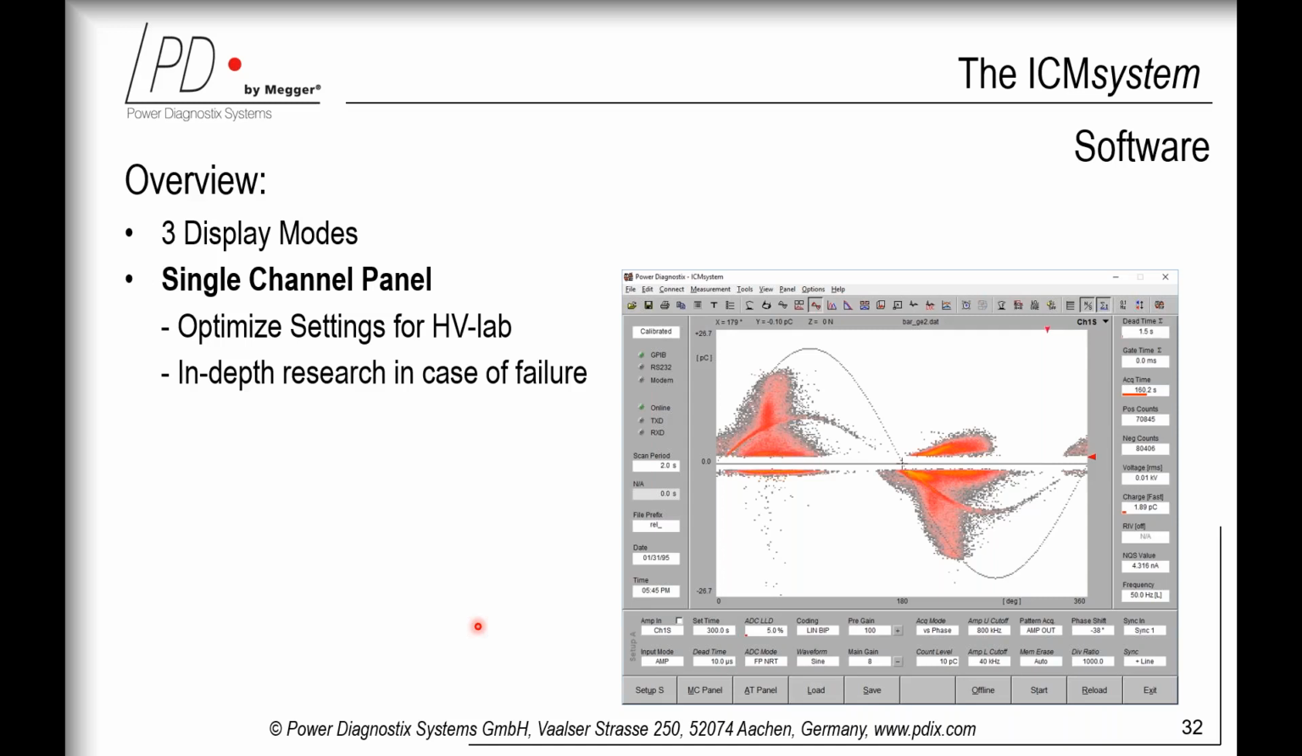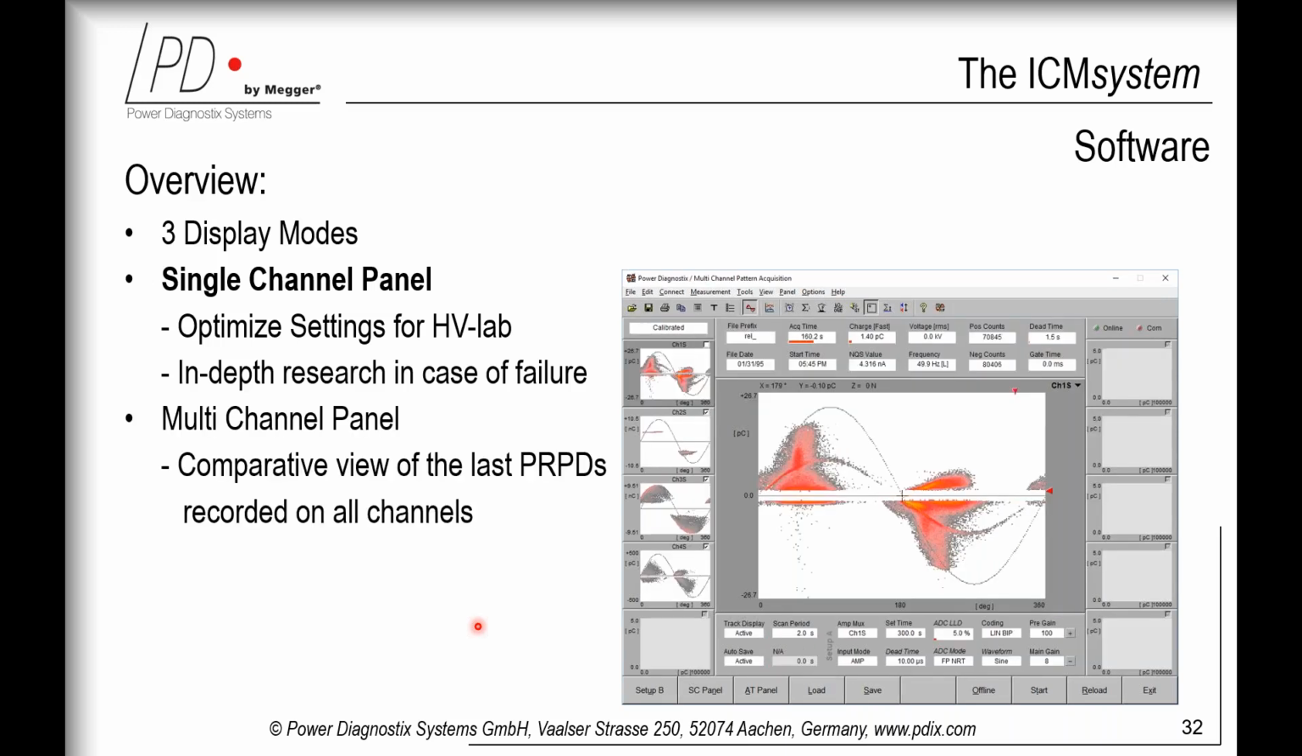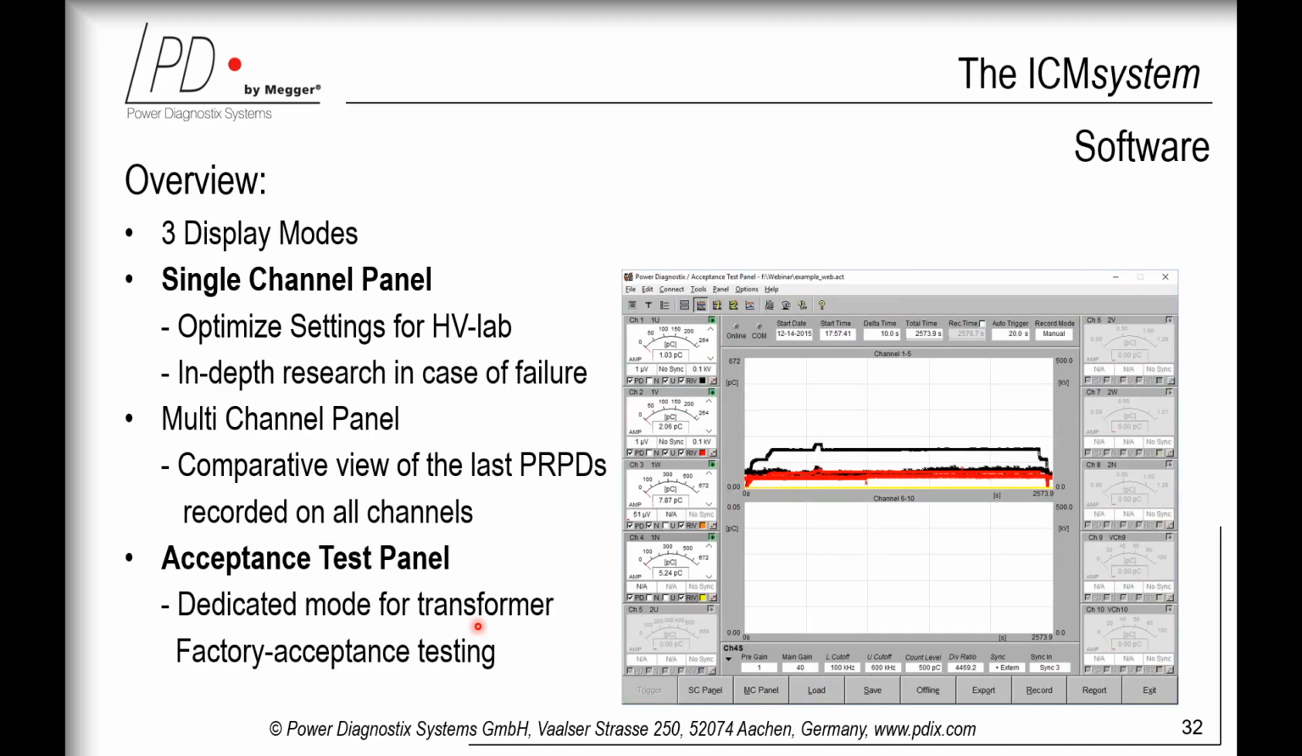The second main display mode is the multi-channel panel, giving a comprehensive overview of the last PRPDs recorded on all channels. The third display mode is the acceptance test panel, which is an operation mode dedicated to performing factory acceptance tests of transformers. Since we have to hit a 1-hour limit, we just take a look at the single channel panel and the acceptance test panel, since basically the multi-channel panel is 10 times the PRPD on one screen.